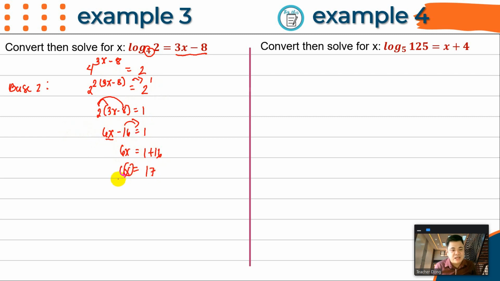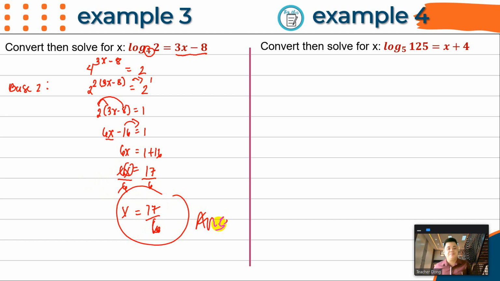And we need to isolate x by dividing both sides by 6. So 6 divided by 6, 1, and of course 6 are cancelled. The 2 6's are cancelled. So we have now x equals 17 over 6. So which is now our final answer. X equals 17 over 6.